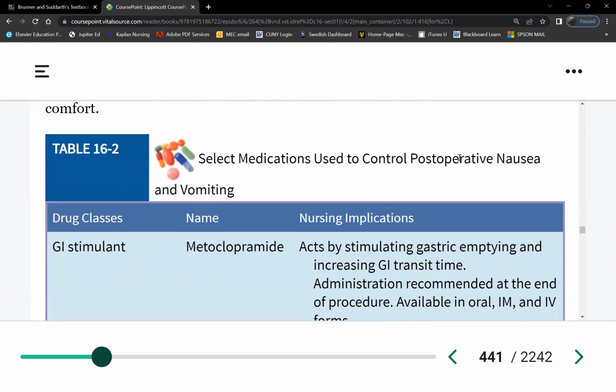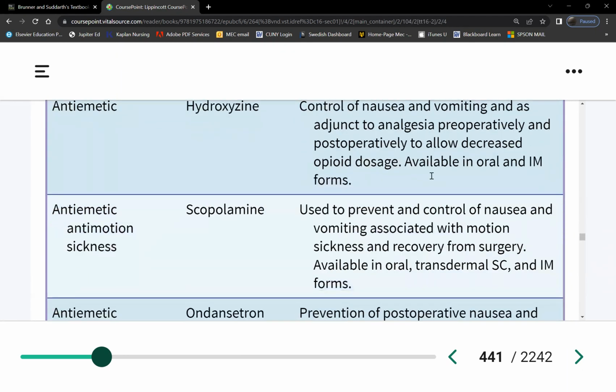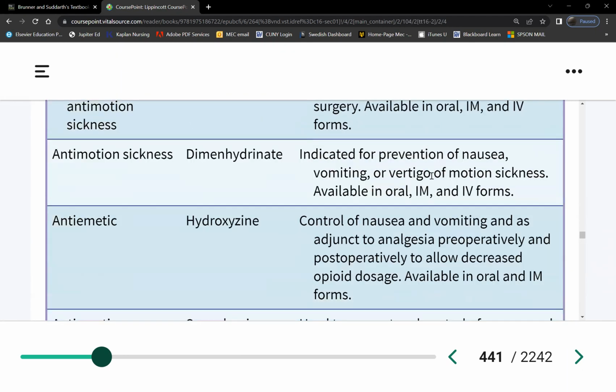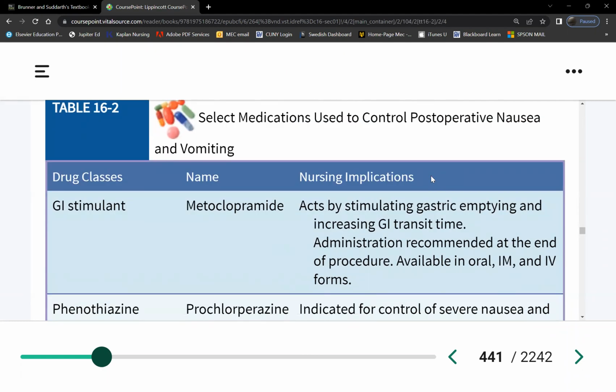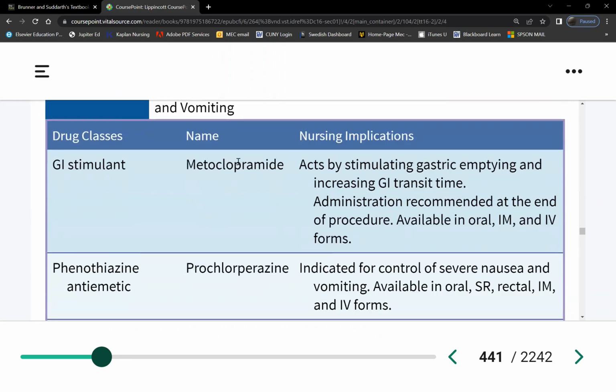All right, so for post-op nausea vomiting, here are a few drugs. Look at the third column. This will help you decide which one you're going to use. And we will do the same when we get to cancer management, because nausea vomiting, CINV, chemotherapy-induced nausea vomiting, is a major part of cancer management.